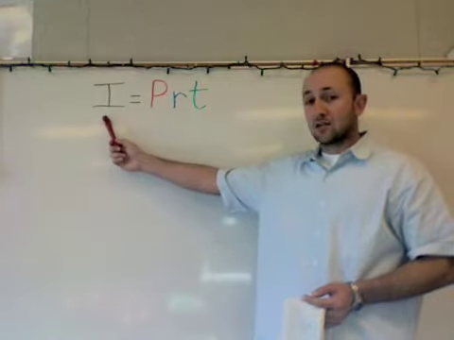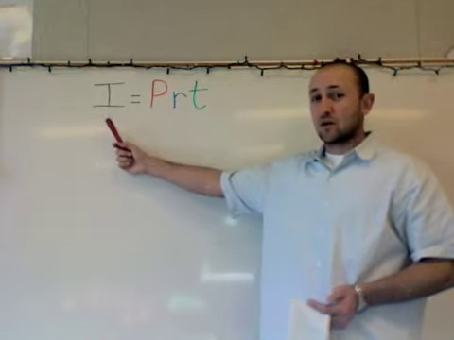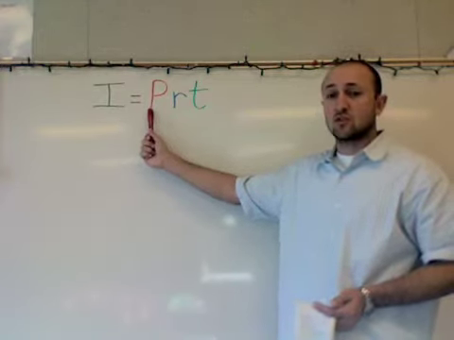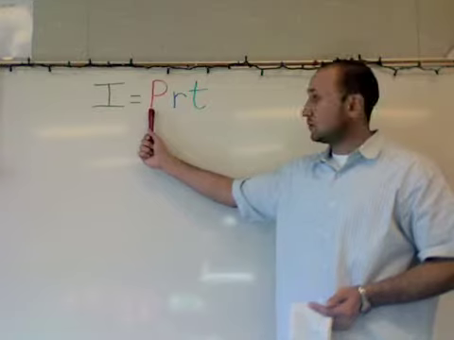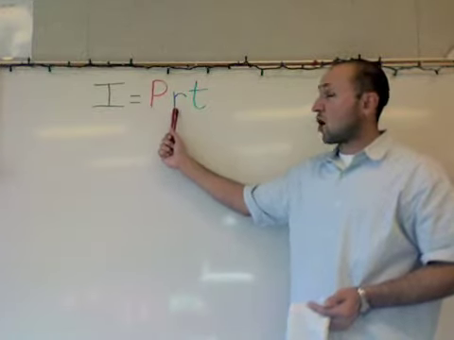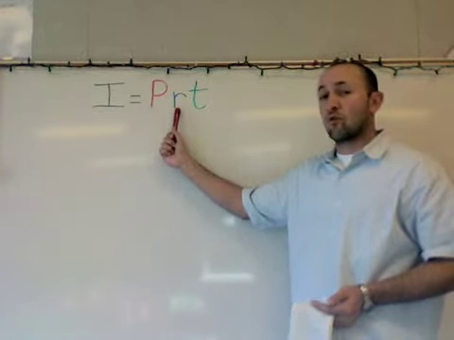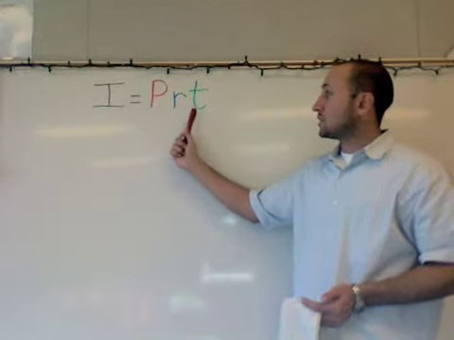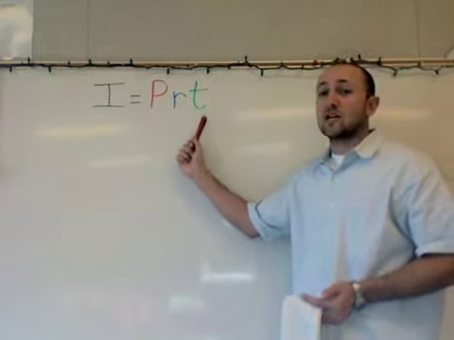We know that I stands for interest. It takes the first letter of the word. P does the same thing because P is going to stand for the principal. We're going to multiply that by R. R stands for rate, and that's always going to be written down as a percentage. And then T stands for the amount of time.